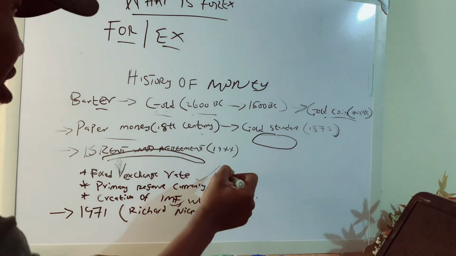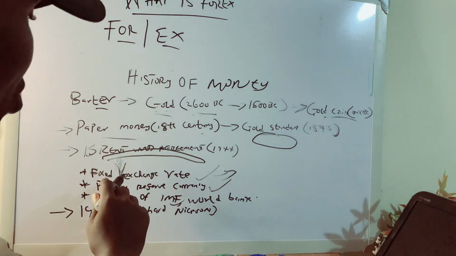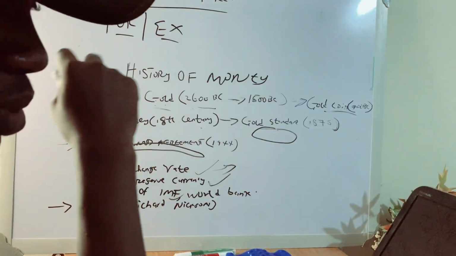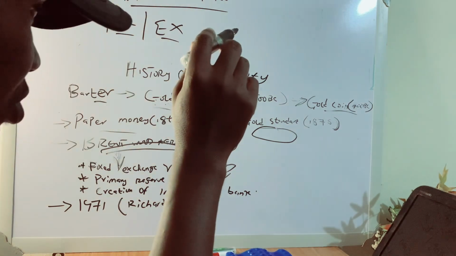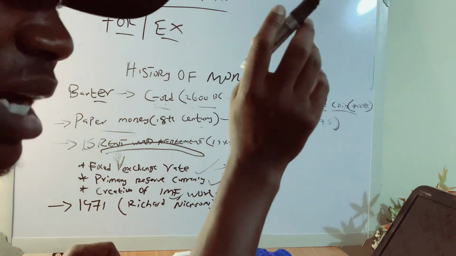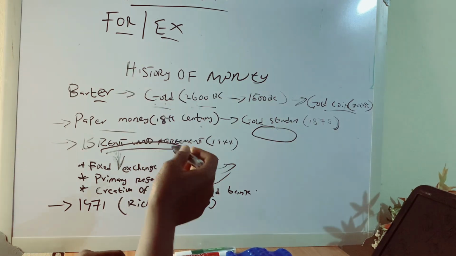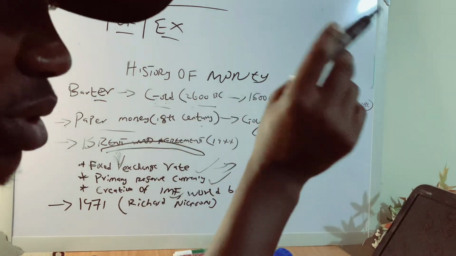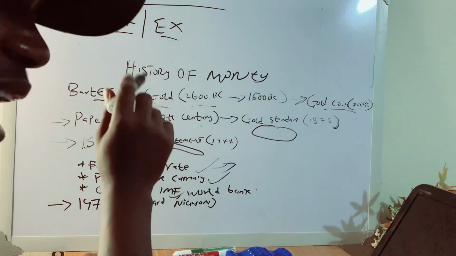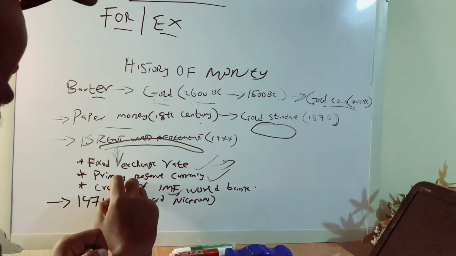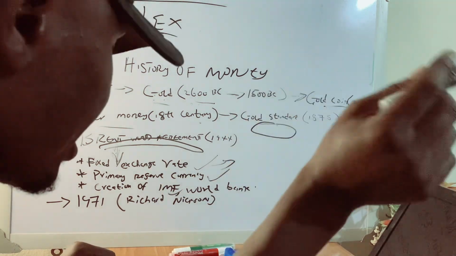The fixed exchange rate means that the dollar was the only currency in the world that was backed by gold, at around 35 ounces of gold equals $1. Also, all other countries' currencies were backed by the US dollar. So basically, the US dollar became the primary reserve currency in other nations.